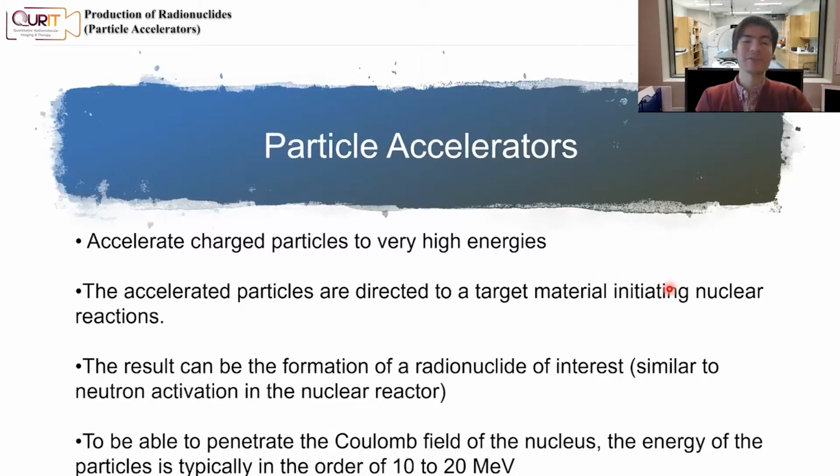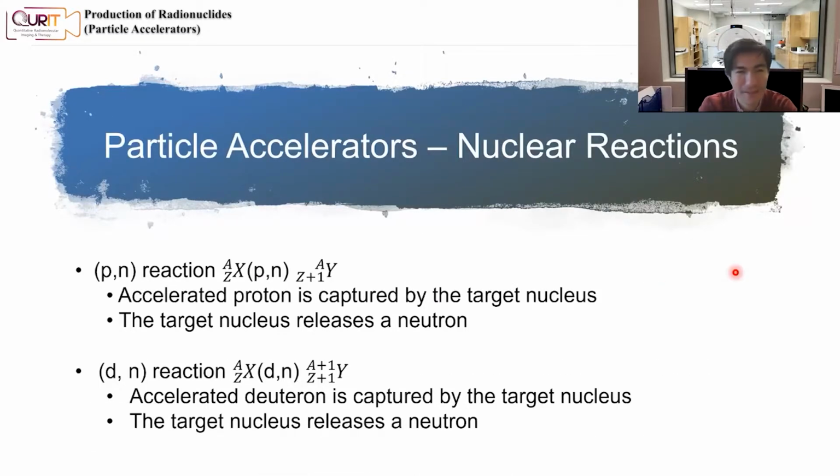Now, to be able to penetrate the Coulomb field of the nucleus, the energy of the particles that we throw into the nucleus is typically on the order of 10 to 20 MeV. Let's look at some of these reactions. We have, for example, the (p,n) reaction, in which we have our target. We bombard it with a proton. Now we have a proton inside that nucleus. So we gain a proton, we change the element, and our mass stays the same because a neutron came out of that nucleus. This is one example of a reaction, and let's say our isotope of the element Y is of interest to us.